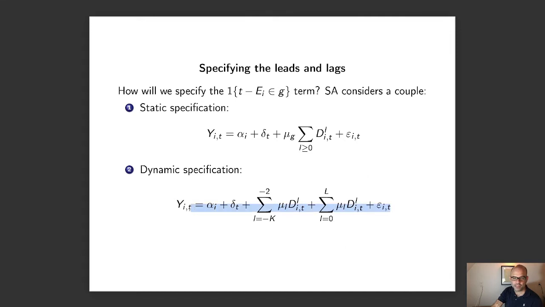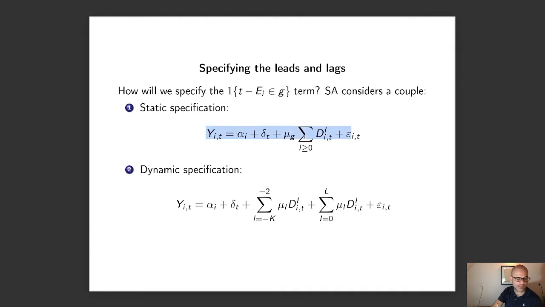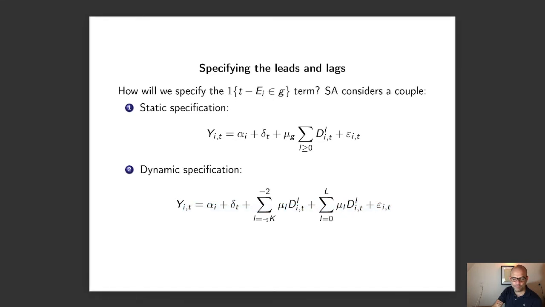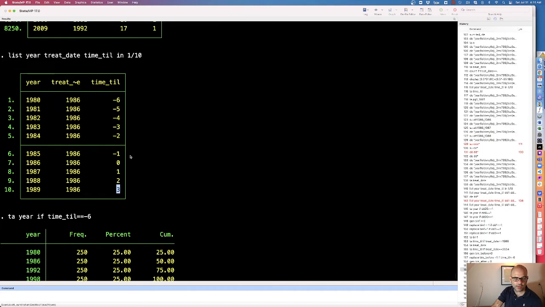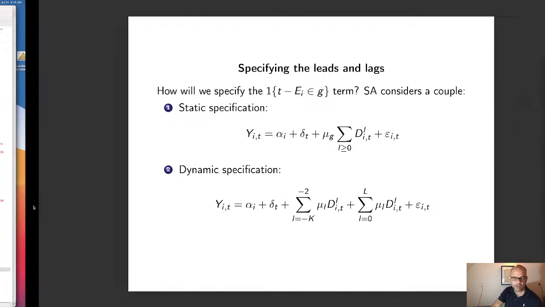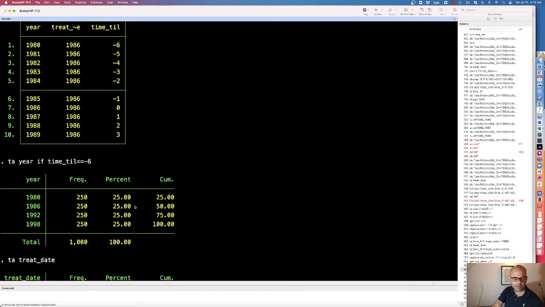All right, so this is the easier one. This right here is the static specification. I prefer to write it this way, but they wrote it this way. Okay, so this is the static specification, and this is the dynamic specification. You've got mu L going for the pretreatment period, which would be the -1, -2, -3, but for all the groups. So mu L would be describing a -2 group, or a -6 group. That would be the coefficient associated with all 4 years, okay?